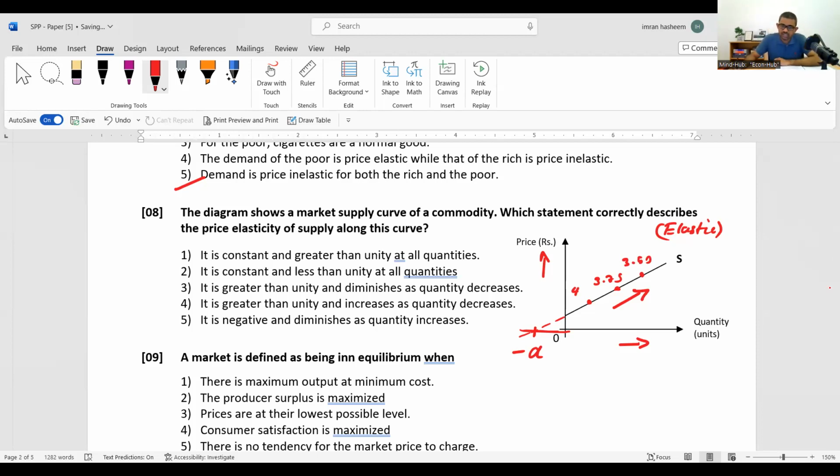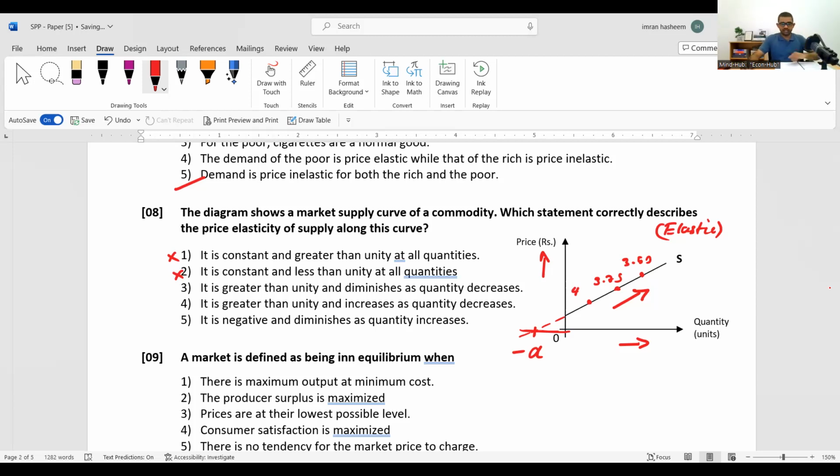So as we go upwards, the PES coefficient value keeps decreasing. The same in reverse means what? If you keep going downwards, the PES coefficient keeps increasing. Keep that knowledge in mind, right? Is it constant? No, wrong. The value keeps changing. It is greater than unity, yes, and diminishes, good, as quantity decreases.